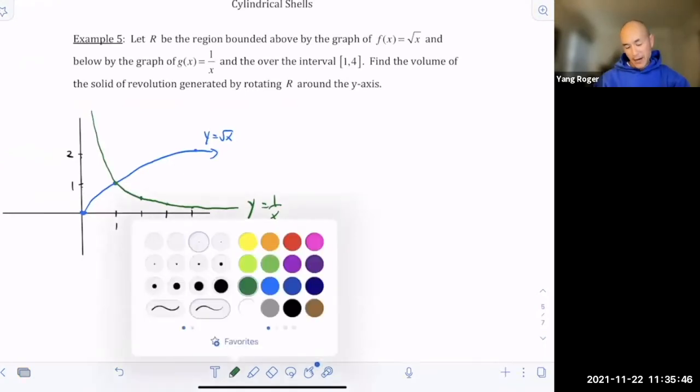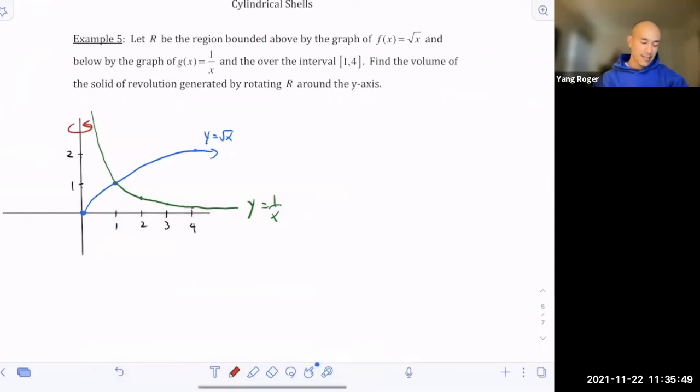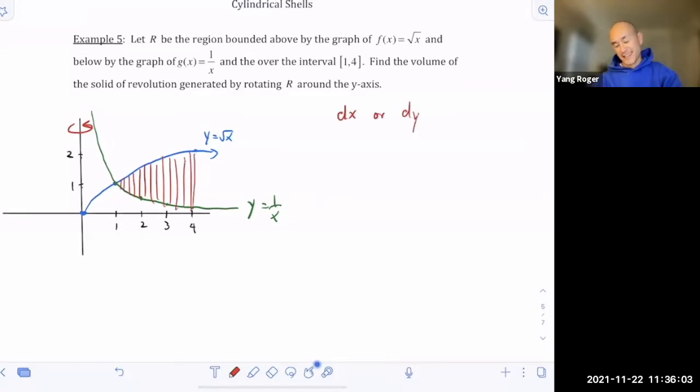We're rotating around the y-axis like this. Chop up parallel to the axis of rotation. So it looks like this. dx or dy, folks, what do you think? dx is correct. What's the smallest x could be? Smallest x could be is 1. What's the biggest x could be? Biggest x could be is 4.